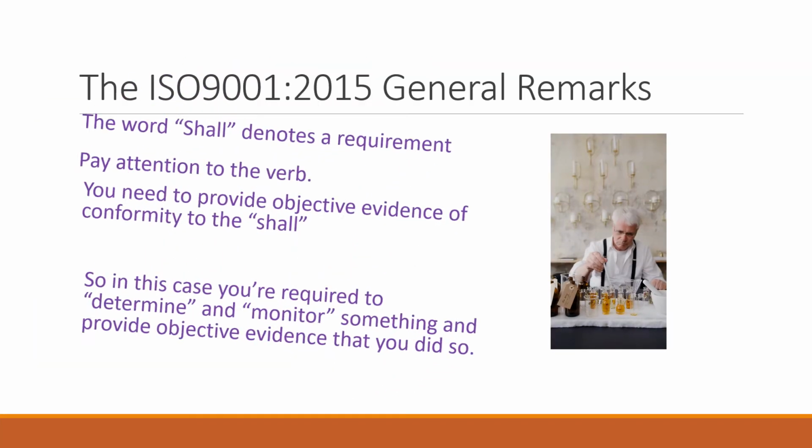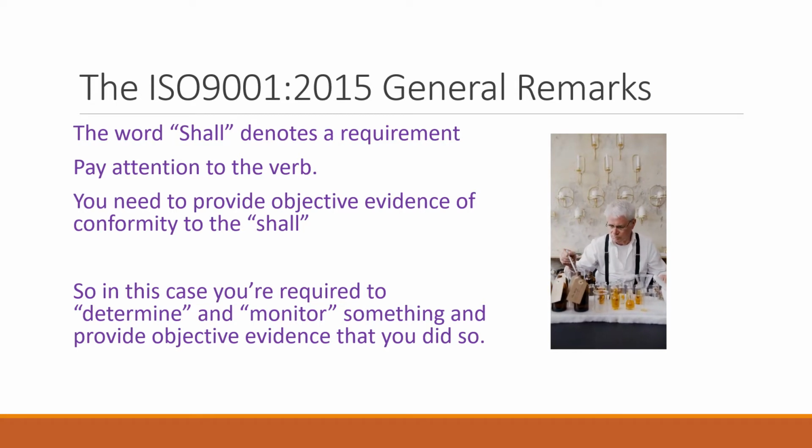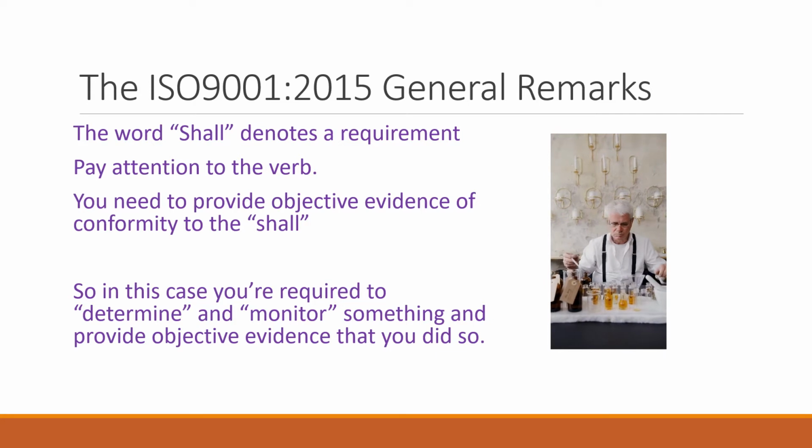In a general way, the word shall in here denotes a requirement. And so you have to pay attention to the verb. So you need to provide, in this case, objective evidence of conformity to the shall. So in this case, you're required to determine and monitor something and provide objective evidence that you did so.